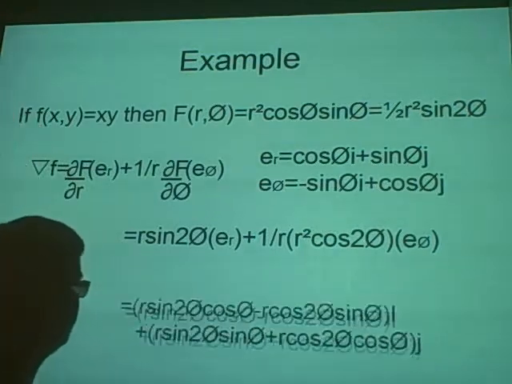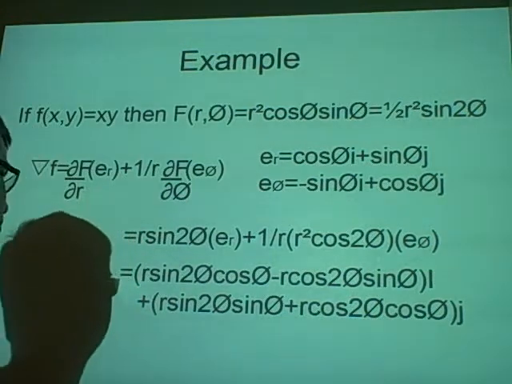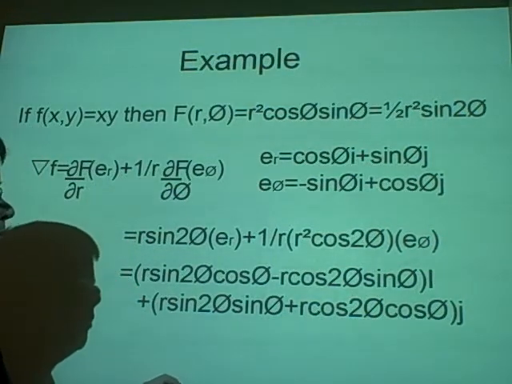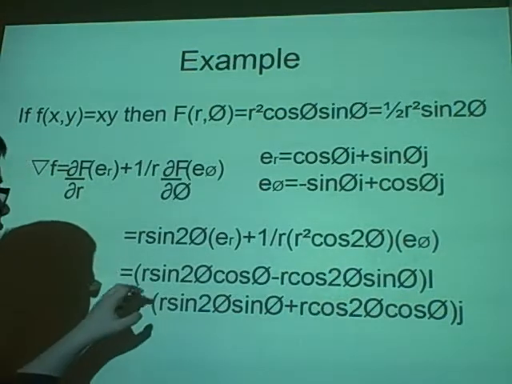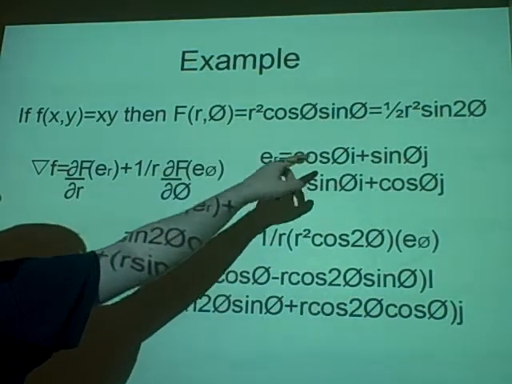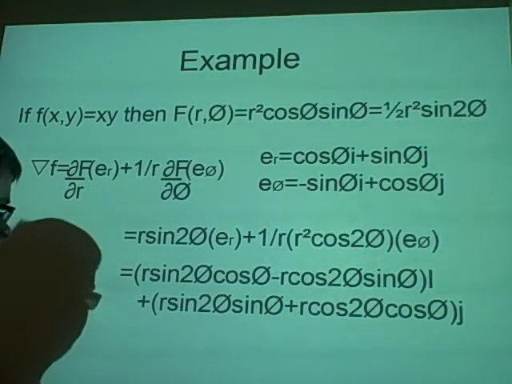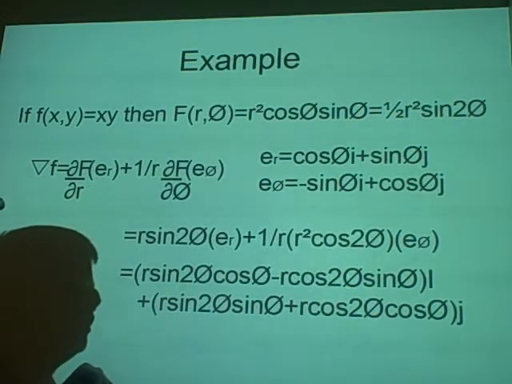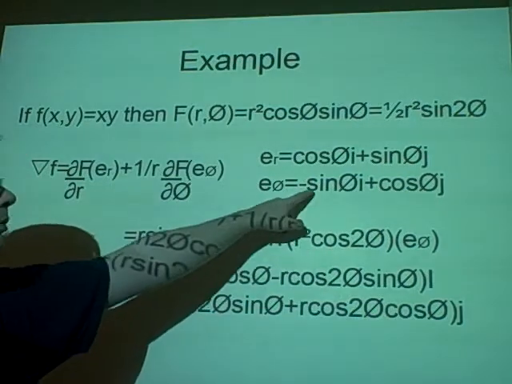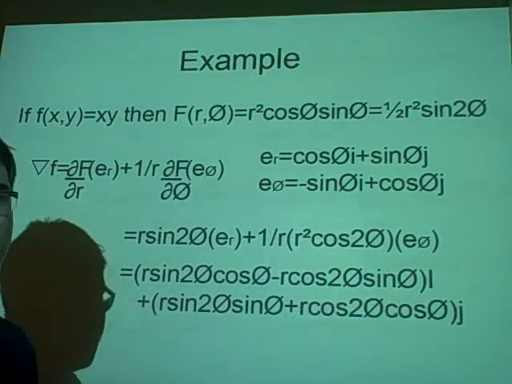We put our values in and we put all the i's and all the j's together. So if we put it into here, we get the cosine theta i and the sine theta j. And over here, the same again. I've just used that 1 over r and the r squared to cancel an r. So we have the minus sine theta i and cosine theta j.